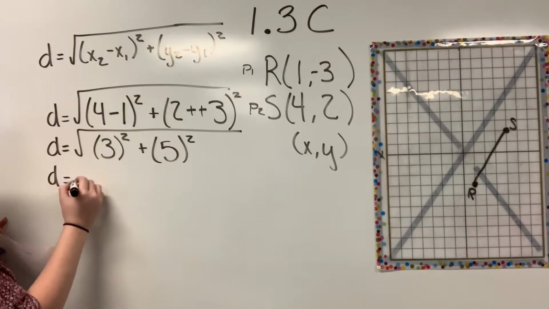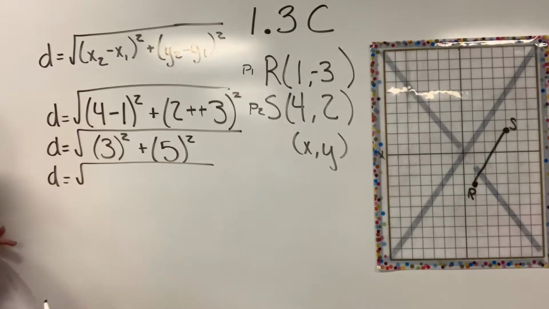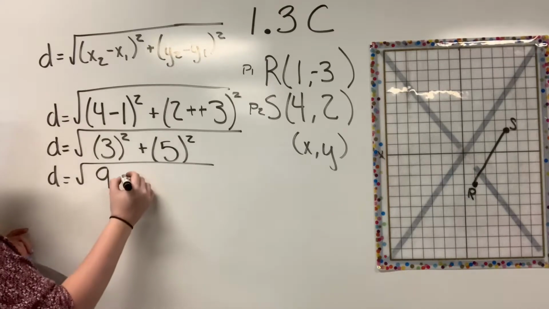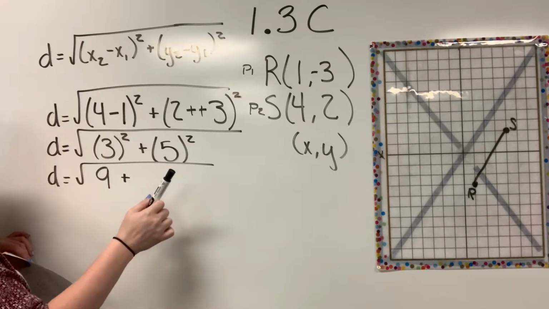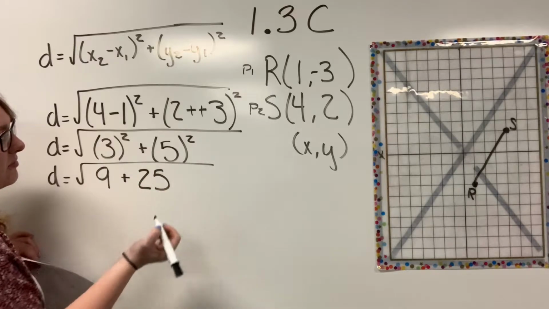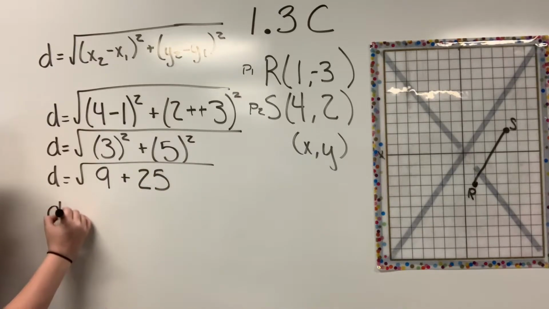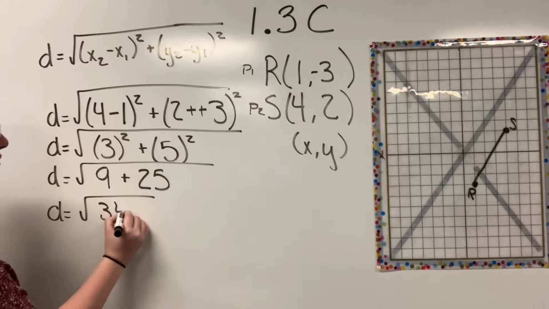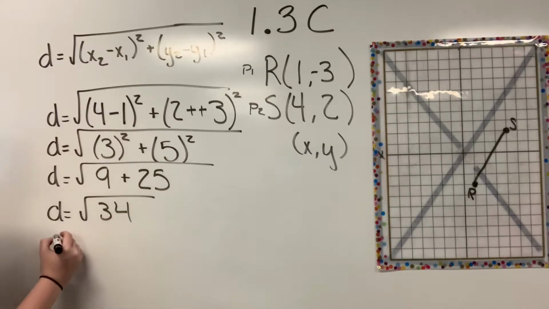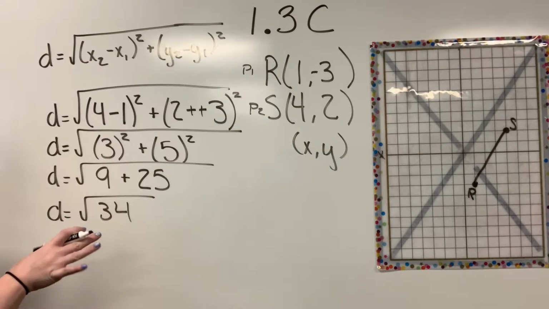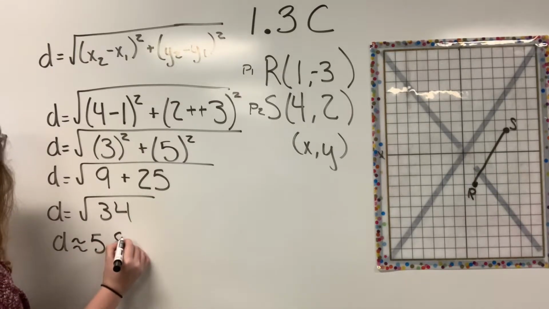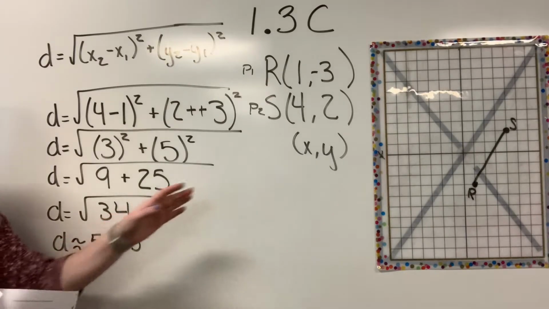Okay? So next line, d is equal to our giant square root. 3 squared, or 3 times 3, is 9, plus our 5 squared, or 5 times 5, is 25. Okay, next line, d is equal to the square root of 9 plus 25 is 34. And once we plug that into the calculator, we have d is approximately, that's what those little squiggly lines mean. It means it's around 5.83. So the distance between R and S is 5.83.